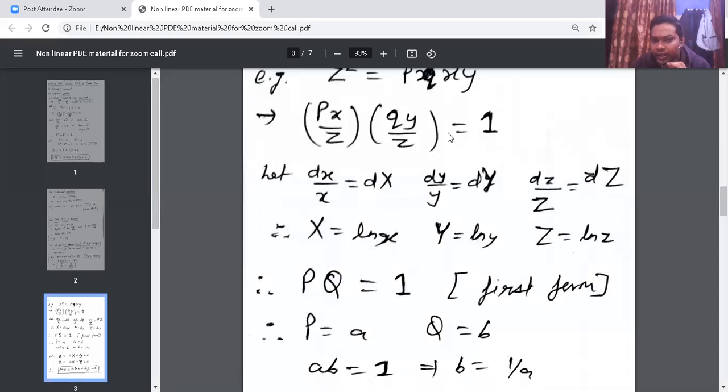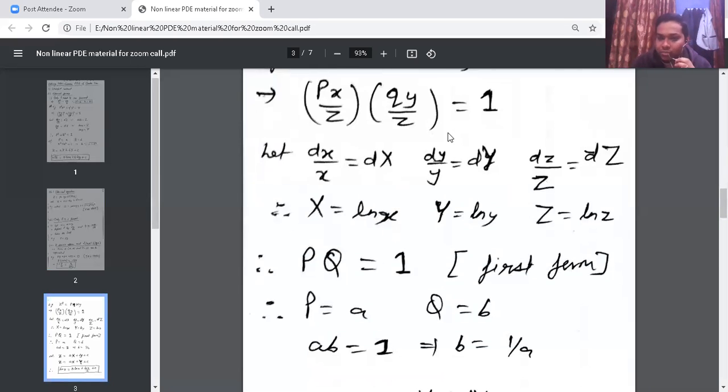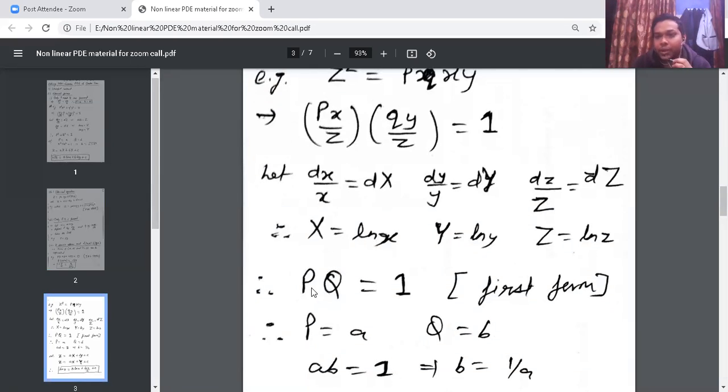Now simply dx by x equal to dX, dy by y equal to dY, dz by z equal to dZ. You can simply find capital X equal to ln x, capital Y equal to ln y, capital Z equal to ln z, and then if you make this substitution, you will get a new equation, which is capital P capital Q, you can write it P dash Q dash also, equal to 1. Now this is the first special form.